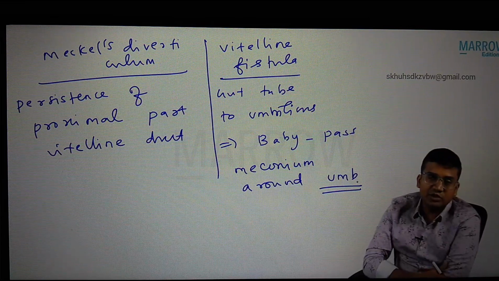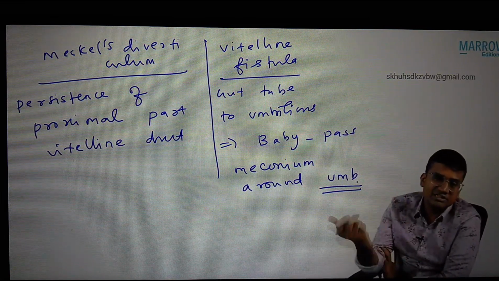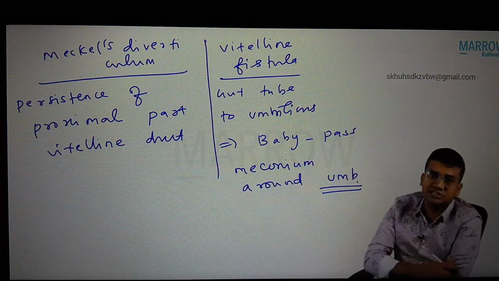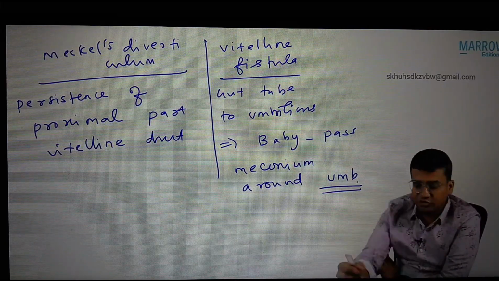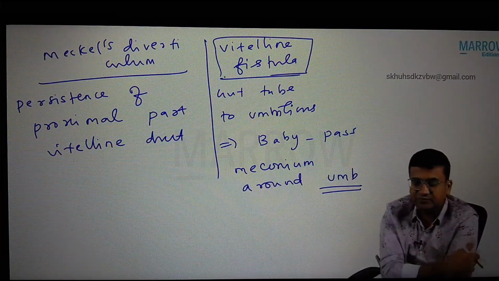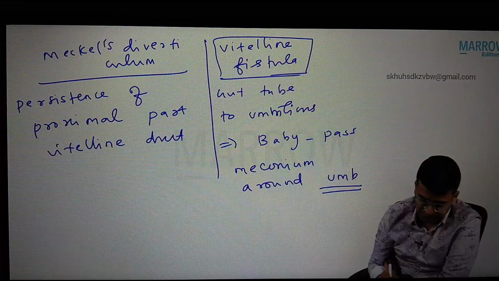The newborn is brought to the hospital by the mother with the complaint of passing stools around the umbilicus, which is due to persistence of which of the following? Answer: vitelline fistula. Okay, so don't forget this.